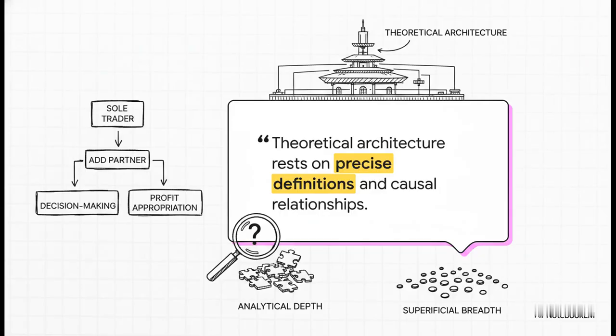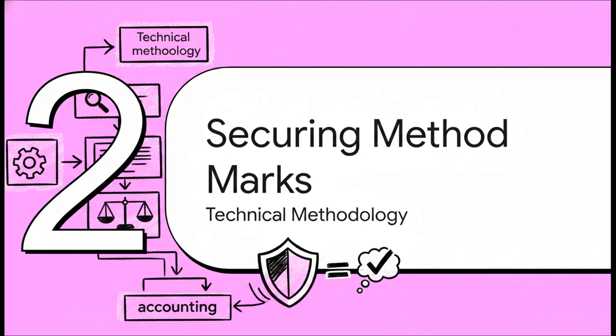Check out this brilliant quote straight from the source material. It shows that you simply cannot just memorize isolated facts. You must actively understand the causal relationships that underpin these business structures. If a sole trader admits a partner, what is the exact causal effect on decision-making and profit appropriation? You literally have to build a theoretical architecture in your mind, because the academic benchmarks prioritize analytical depth way over superficial breadth.